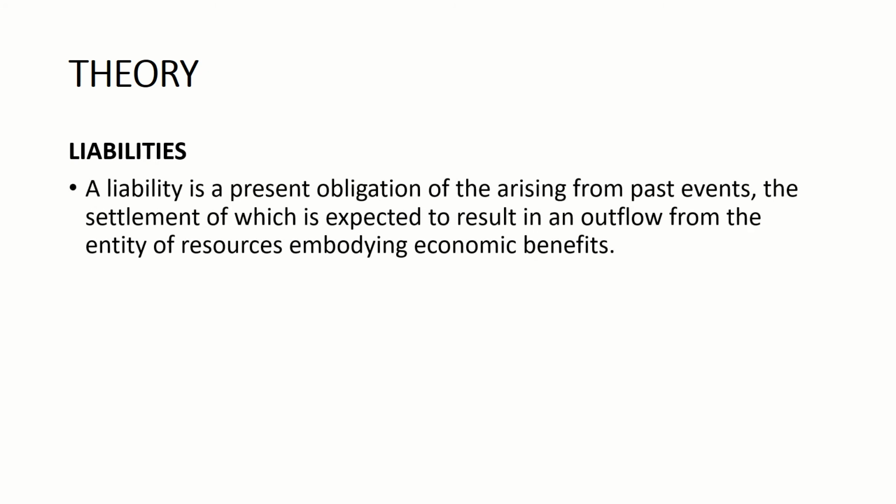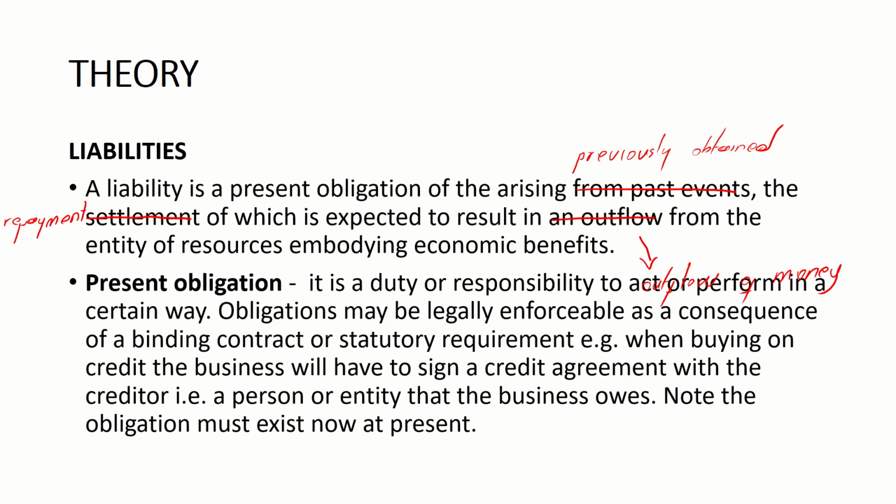Then we've got liabilities. What are liabilities? Liabilities are present obligations previously obtained, the settlement of which is expected to result in an outflow of money. So when you settle it, it will result in outflow of money. Settlement means repayment. So that is what a liability is.